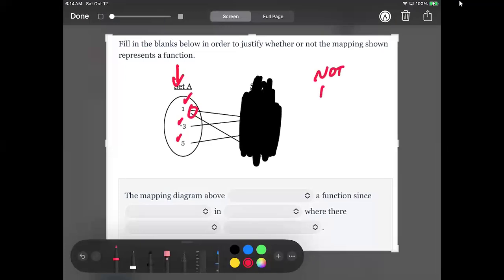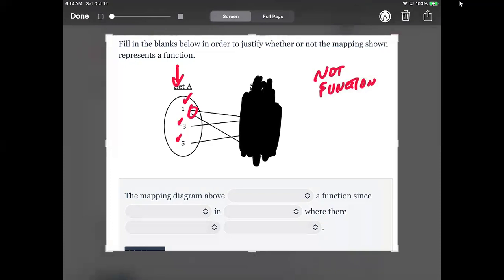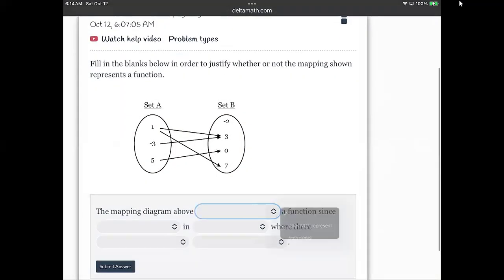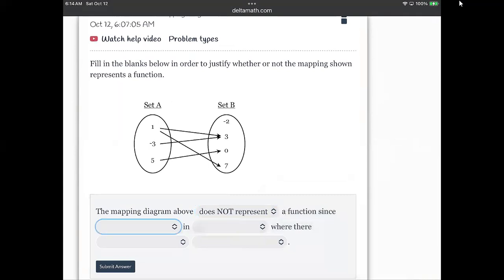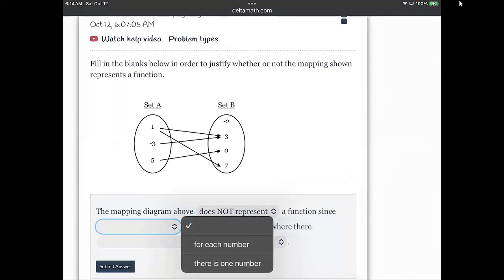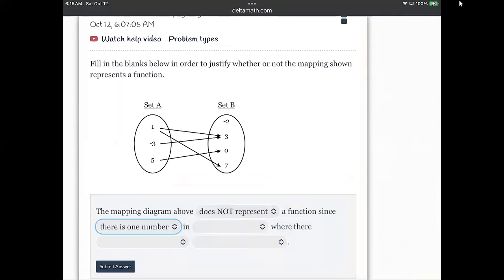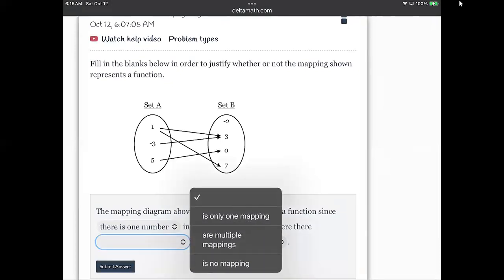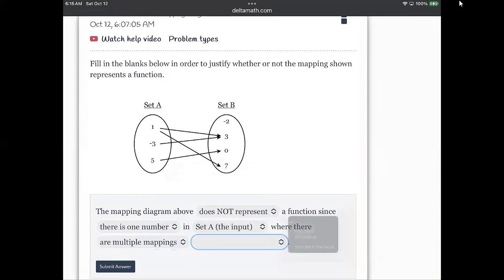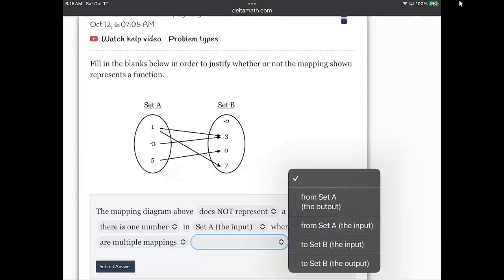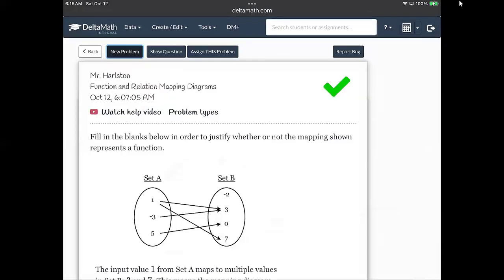And that's how you're going to answer this question. You're basically going to say one of the inputs has multiple arrows or multiple mappings. So now that we know that, let's answer the question. First thing, it's not a function because there is one number, and the number in this case is one, in the input set that has multiple arrows or multiple mappings going to the output set, which is B. And then you just submit your answer. That's what you're doing. All right, let's show another question.